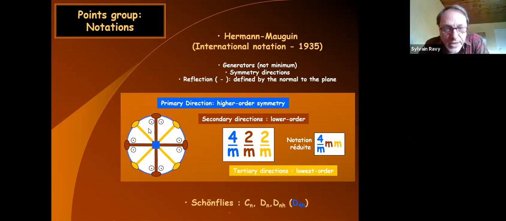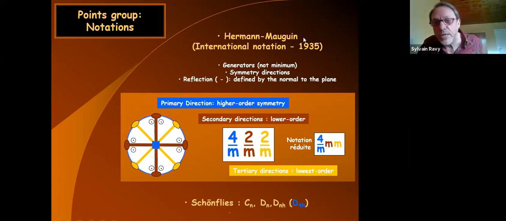Okay, so here I chose an example where you have a vertical four-fold symmetry. That's a dihedral group, and then you have a two-fold axis normal to this direction. And you have mirror symmetry also almost everywhere. So you have a mirror symmetry normal to the four-fold axis, etc., etc. It's difficult to explain in detail all these notations.